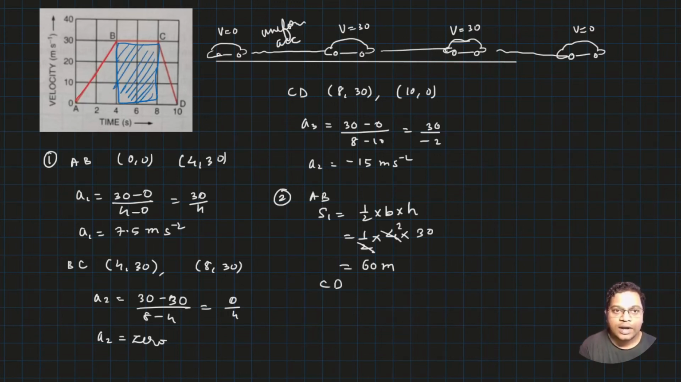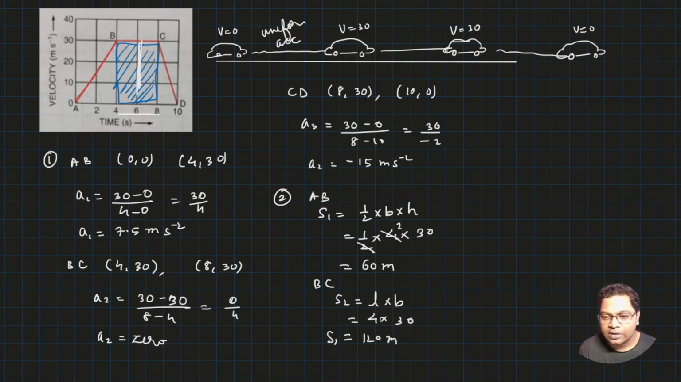Now for BC, this shape will be a rectangle. So BC, length into breadth. Now from 4 to 8, so that is 4. And the breadth is this height, which is again 30. So that is 120 meters, S2. And now for S3, that is CD, this triangle now.